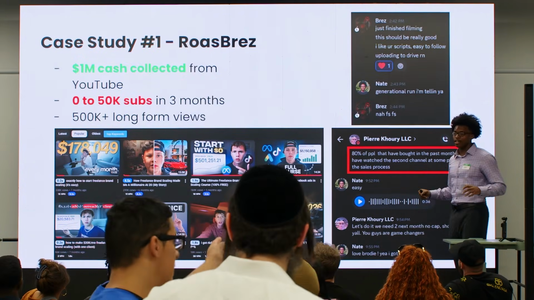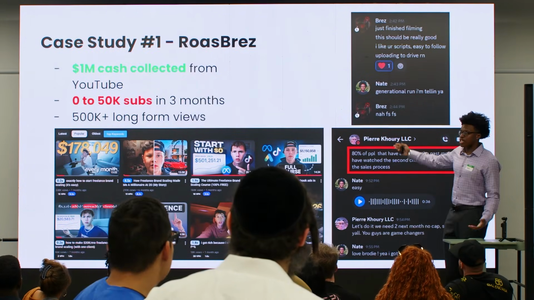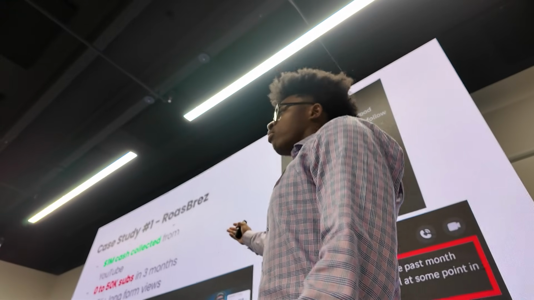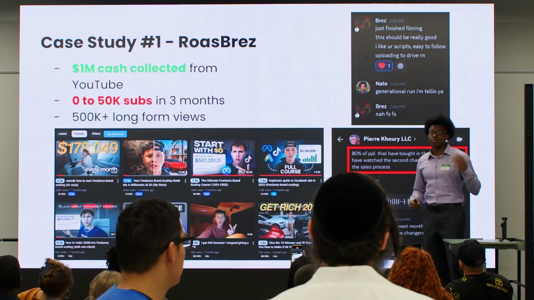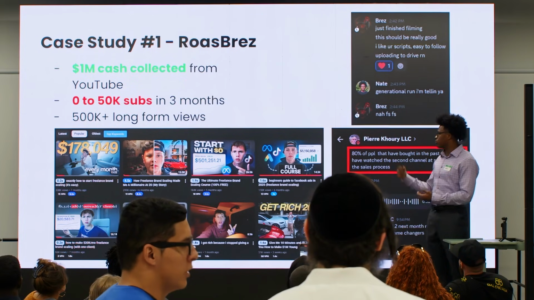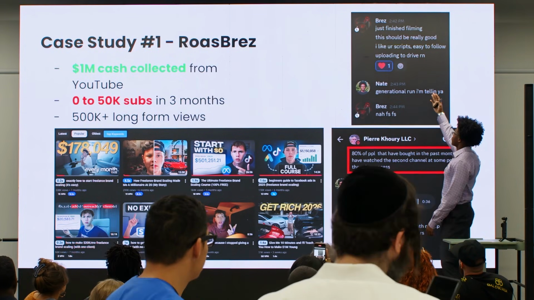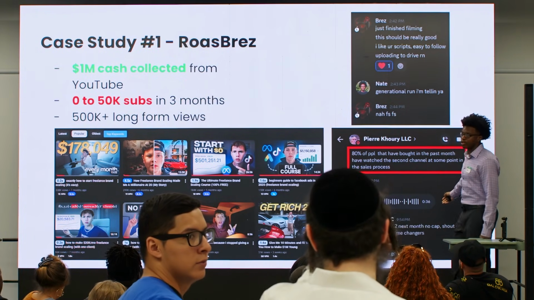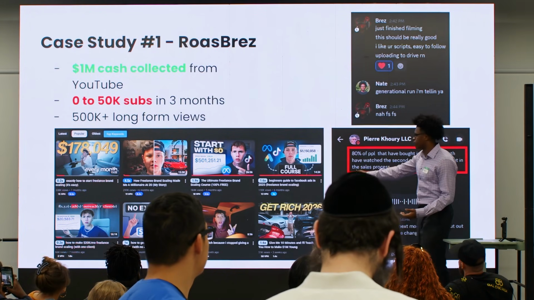So you guys know I'm not lying or capping about my results. Here's my boy Rez. You guys have probably seen him before somewhere. We basically did $1 million cash collected from YouTube. Took him from 0 to 50K subscribers in just 3 months. And the proof is in the pudding. Tell them about our scripting process, how we run it. Their first $1 million month came from YouTube organic, and these are just some of the videos that we produced.